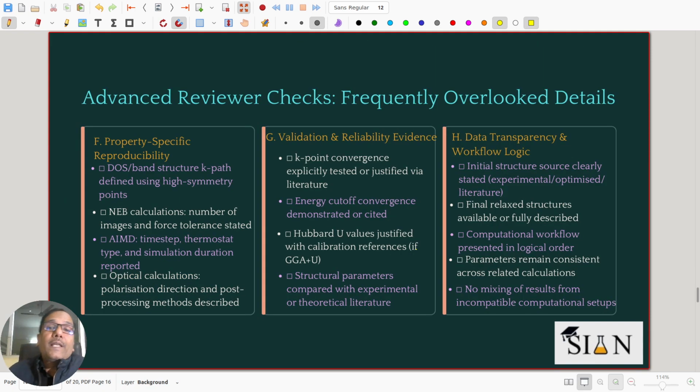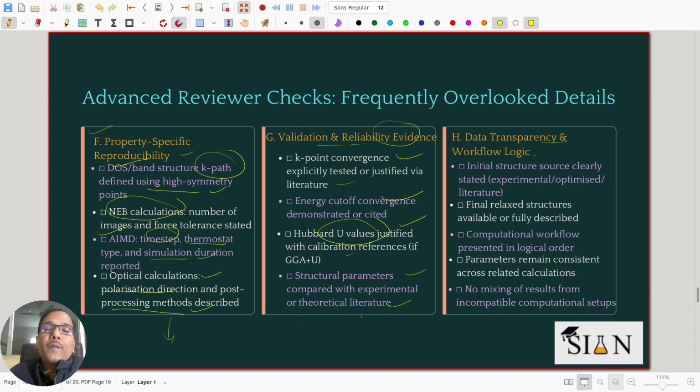And some advanced reviewers check frequently overlooked details. That is, property-specific reproducibility. Bands: K path using high symmetry bands; for NEB calculation, number of images; for ab initio molecular dynamics, time step, thermostat types and simulation duration; optical calculation, polarization direction or post-processing method described; and validation of reliability evidence: K-point convergence, energy cutoff convergence, Hubbard U value and the calibration of that U value, structure parameters compared with experimental ones, like the lattice constant and other things.